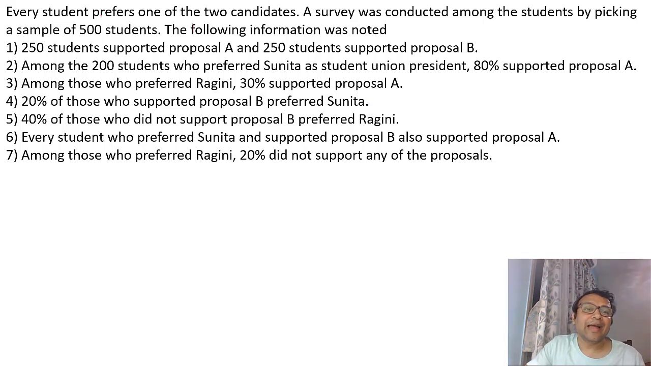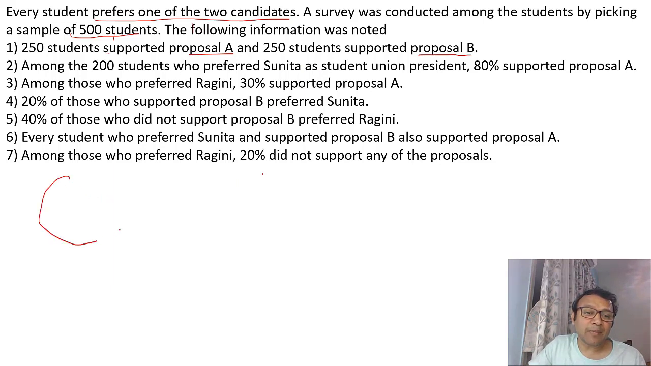Understand that every student prefers one of the 2 candidates. 250 students support proposal A, 250 support proposal B. Now, this is one more confusing thing: they have not said that every student supports one of the 2 proposals, so we will get to know that some people support both proposals and some support neither. 500 students. So among the 200 students who prefer Sunita, now they're given with respect to Sunita and Ragini.